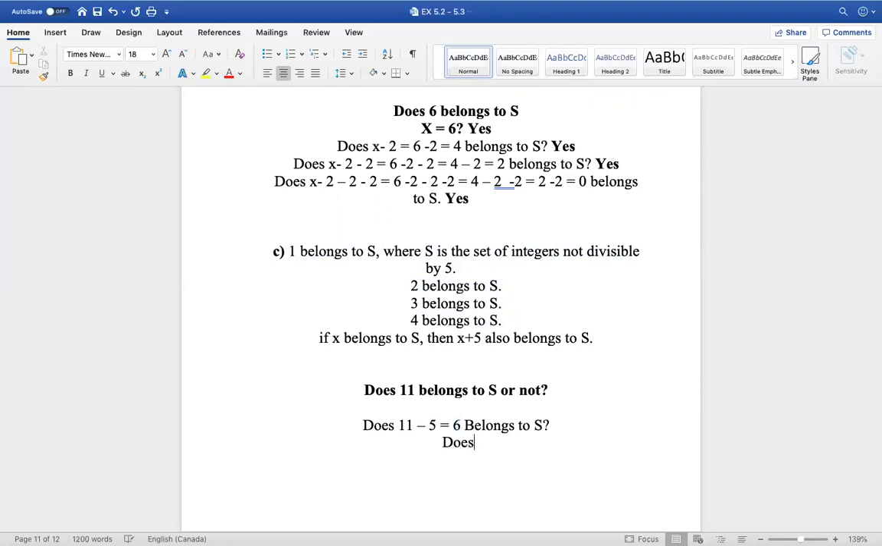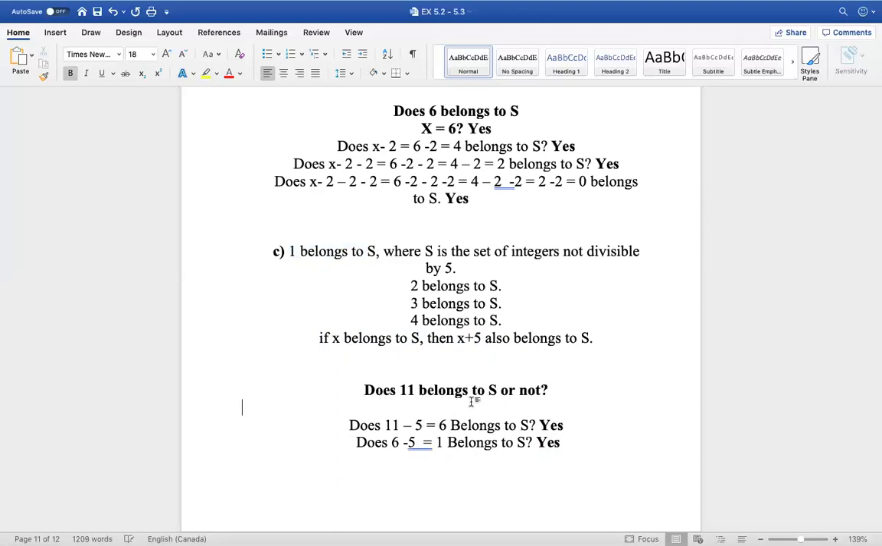Does 6 belong to S or not? So we go one step further down. We say, does 6 minus 5, which equals 1, belong to S? Yes, we know that 1 belongs to S, so therefore we know the answer to this. And according to this rule, if I add 5 to 1, we get 6. Therefore 6 must belong to S as well.